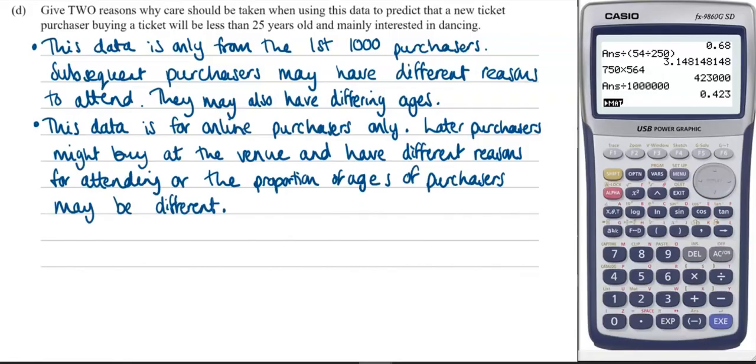So at the end of the question, make sure you've given two reasons, and that we've talked about the two things mentioned here of how it would impact on the age and the interest in the dancing.